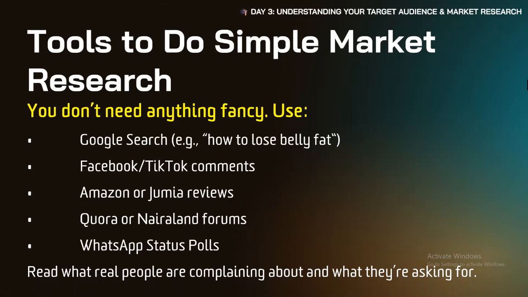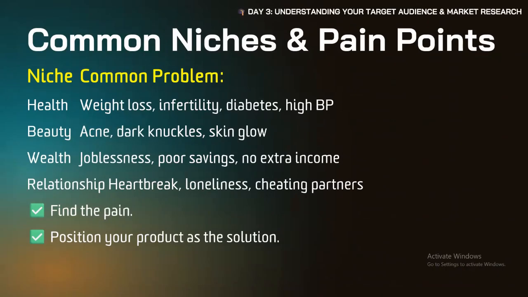Read what real people are complaining about and what they are asking for. That is very key. Common niches and pain points. Number one, health: weight loss, infertility, diabetes, high blood pressure. Beauty: acne, dark knuckles, skin glow. Wealth: jobless, poor savings, no extra income. Relationship: heartbreak, loneliness, cheating partners, and the rest. These are common niches, and you need to find the problem attached to them. Find the pains and position your product as the solution. Simple. If you want to make sales, you find the pains in those niches and you position your product as a solution.